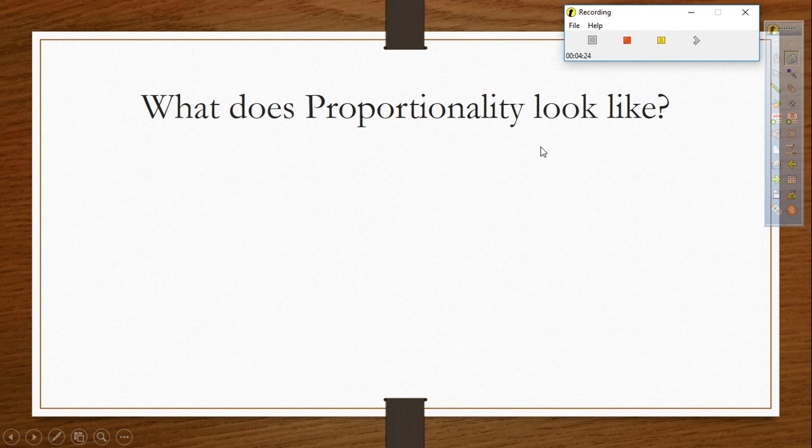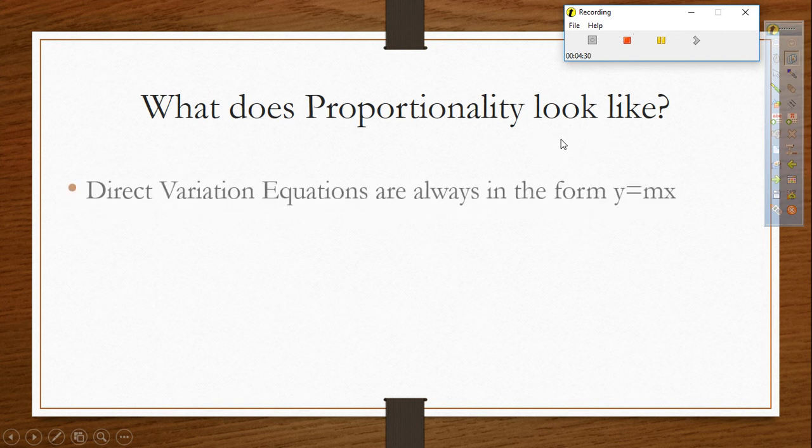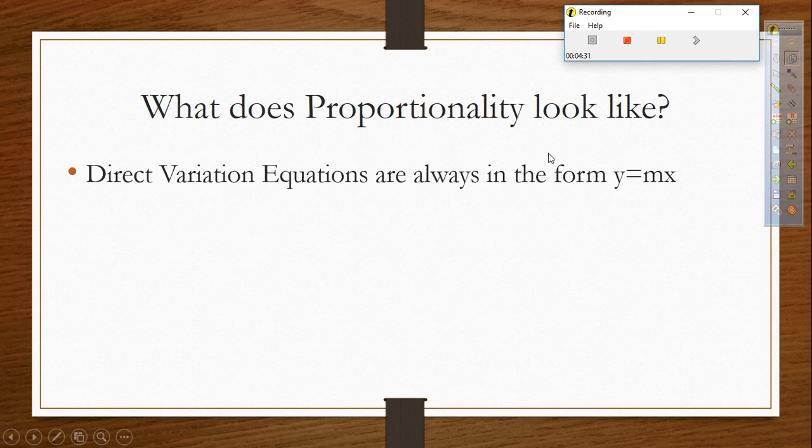If I have a direct variation equation in y equals mx form, they are always set up just like this, y equals mx. Keep in mind that m means slope. You find that by doing your change in y over your change in x, just like you've done in the past, y2 minus y1 over x2 minus x1, or rise up your y-axis, run across your x-axis. We always do slope in y over x.